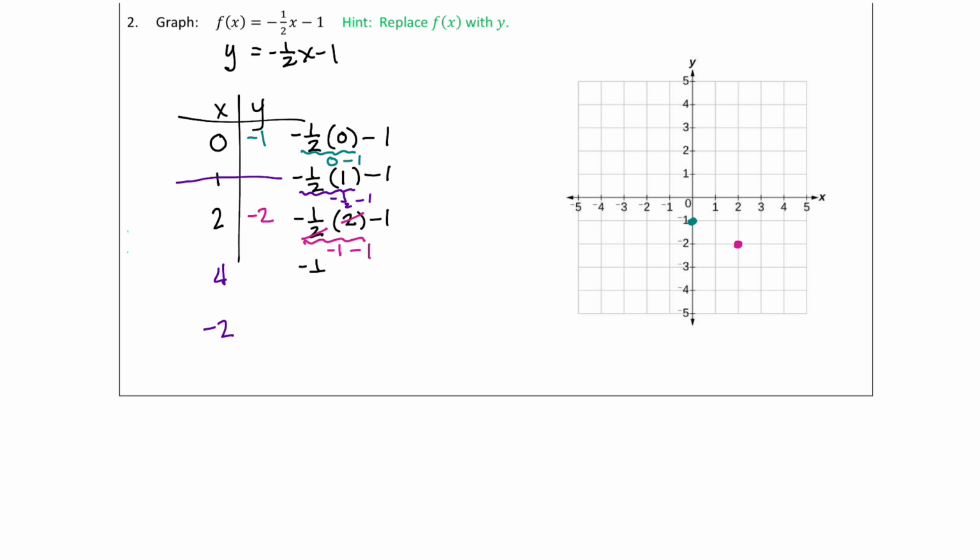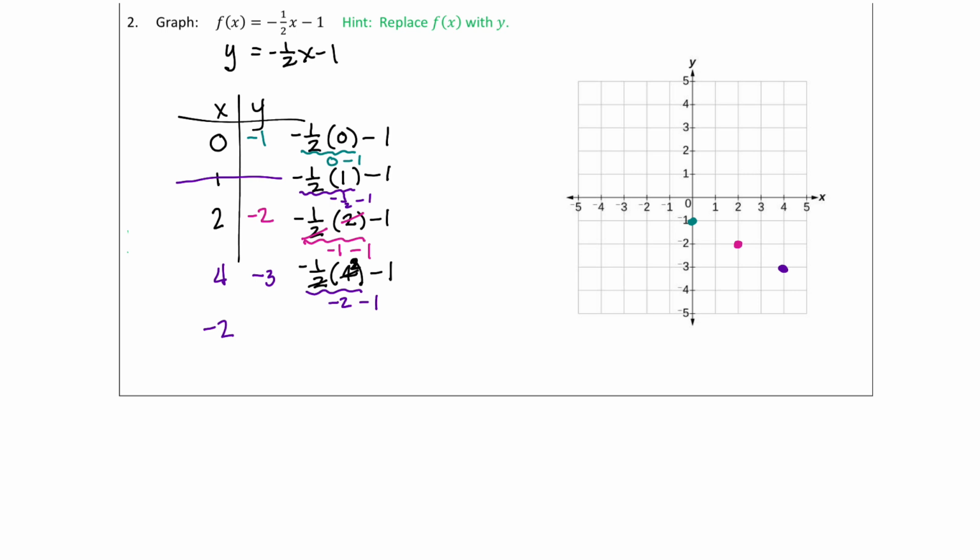Okay, so negative 1/2 times 4 this time. 2 goes into 4 twice. Negative 1 times 2 is negative 2. Negative 2 minus 1 is negative 3. Over on my graph, I'm putting the point, and it does line up.